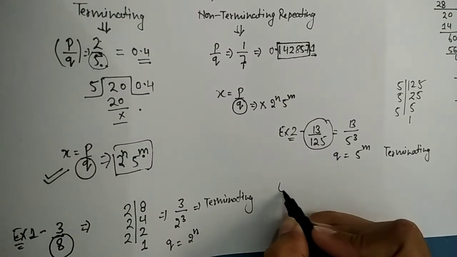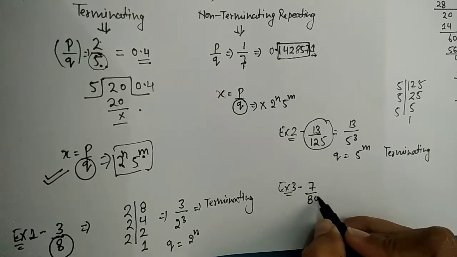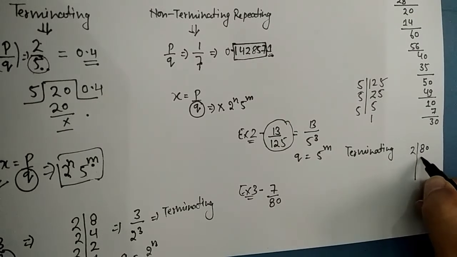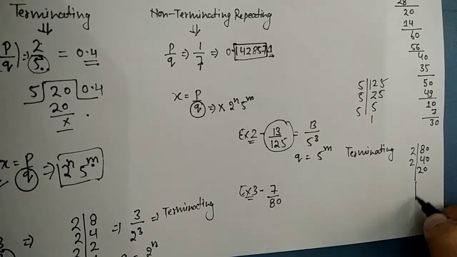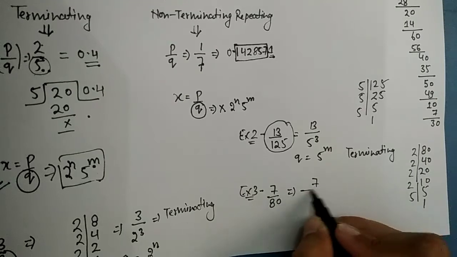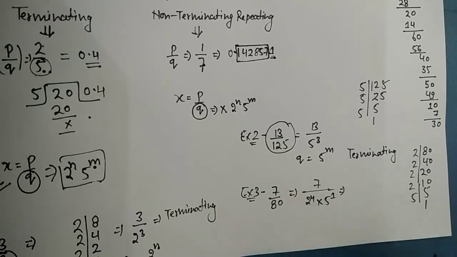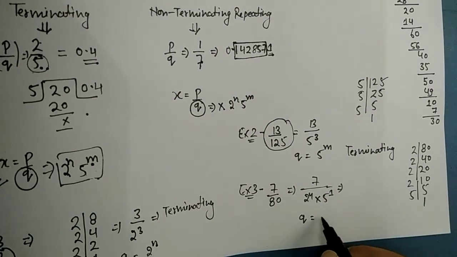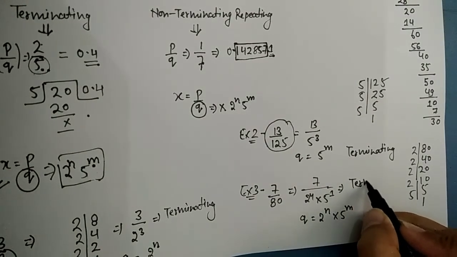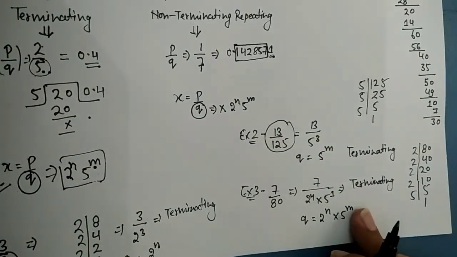Let's take one another example, that is 7 upon 80. Let's factorize 80. 2 times 4 is 8, 2 times 2 is 4, 2 times 1 is 2, 2 times 5 is 10, 5 times 1 is 5, that is, 7 upon 2 to the power 4 into 5 to the power 1. Here Q is of the form 2 to the power n into 5 to the power m. So this is also a terminating expansion of a rational number, right?